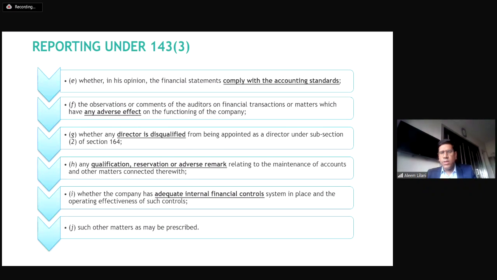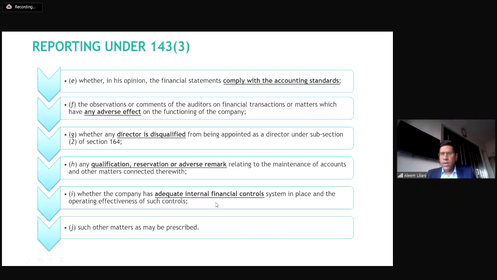The next question, whether a director is disqualified, we all know this section. We need to take representation from them. Then, any qualification, adverse remark relating to maintenance of accounts and other matters connected therewith. As I mentioned, again you need to see if any of your remarks above in the main report has any impact on this clause. Then you need to disclaim this clause, you need to qualify this clause. Again, it's clause H, so there's a lot of guidance available.